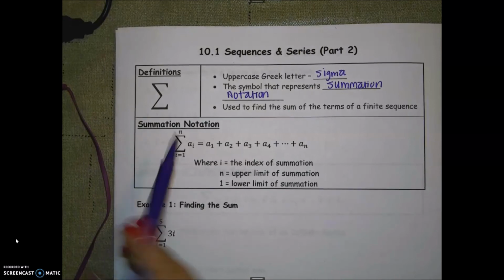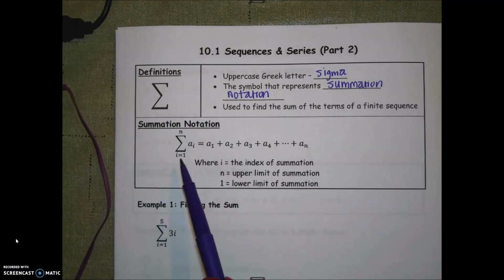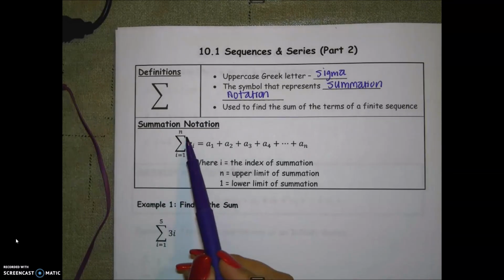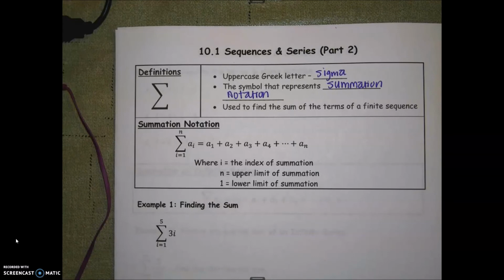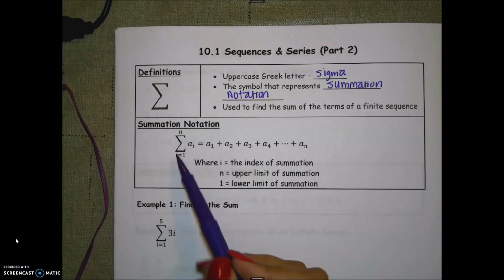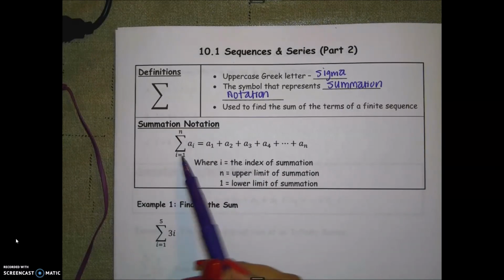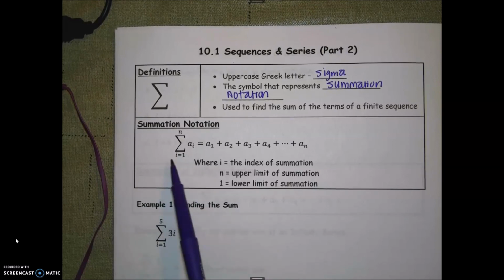Alright, so summation notation down here at the bottom has different parts. First you have the summation symbol, which is sigma. So you may see summation and sigma used hand in hand because they mean the exact same thing. Down here at the bottom tells you where to start.